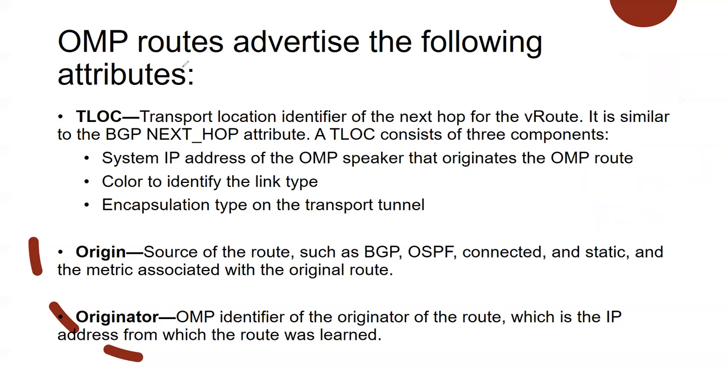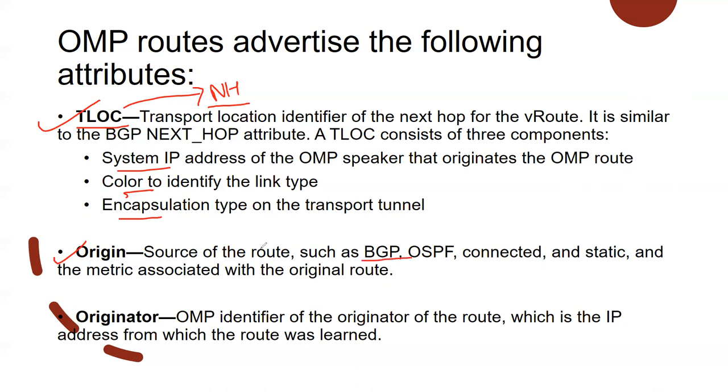Okay, so what attributes does OMP have? You can see, first of all, it has TLOC. As Sanjay told, that is system IP, color, and encapsulation. These are the main three. And how is TLOC working? It is working as a next hop. Okay, no problem. It's good.